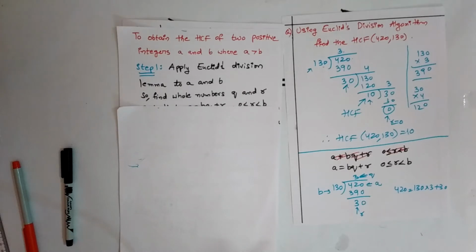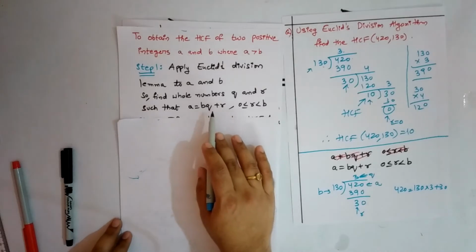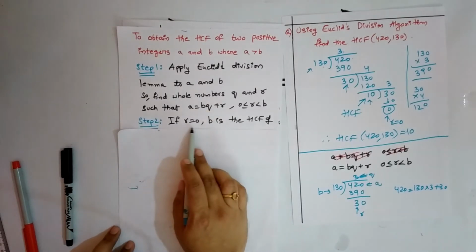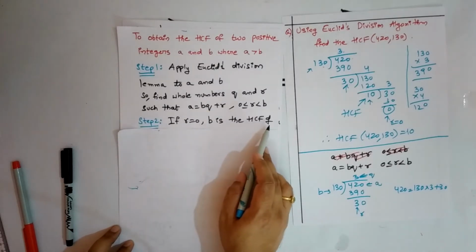So what is Euclid's division algorithm? We were actually referring to the Euclid's division algorithm where we found about Euclid's division lemma. So first step is apply Euclid's division lemma to A and B. So we have applied Euclid's division lemma to A and B. Next step is if R equal to 0, B is the HCF.